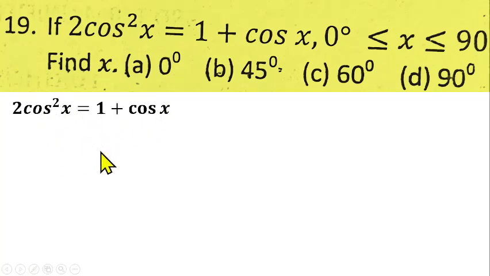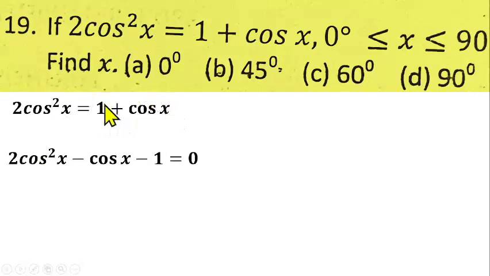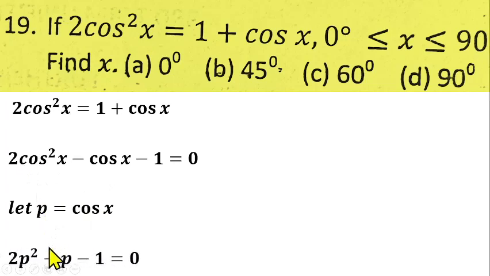So you can collect like terms. You take this 1 and cos x to this side. You have 2 cos square x minus cos x minus 1 is equal to 0. Then this looks like a quadratic equation, because this is a square of cos x, then this is cos x, this is minus 1. So to make it look real, you can call cos x another variable. You can say let p be cos x. So anywhere we see cos x, you put p there. So technically you'll be having 2p squared minus p minus 1 equals 0. So this is the quadratic equation, and we can solve to find the value of our p.